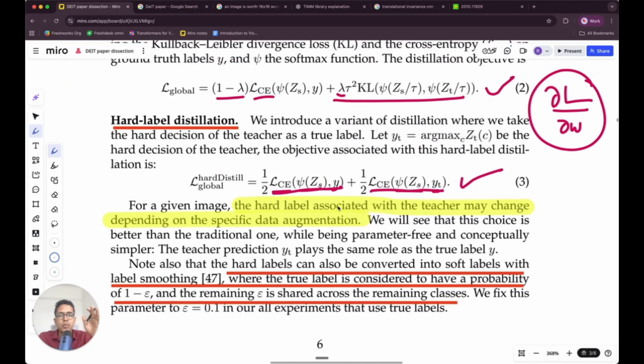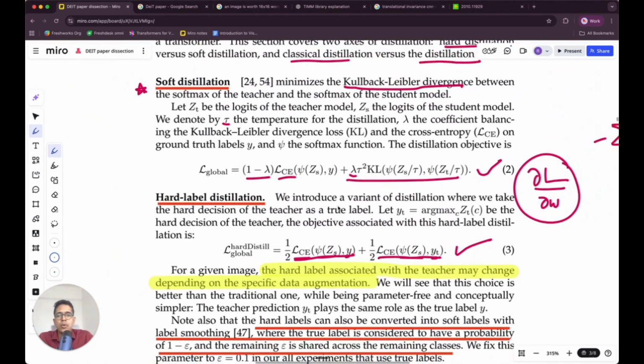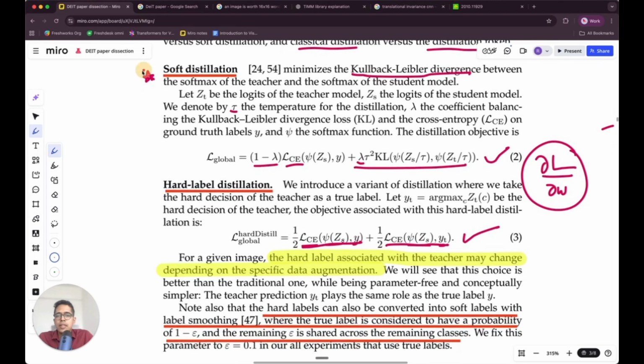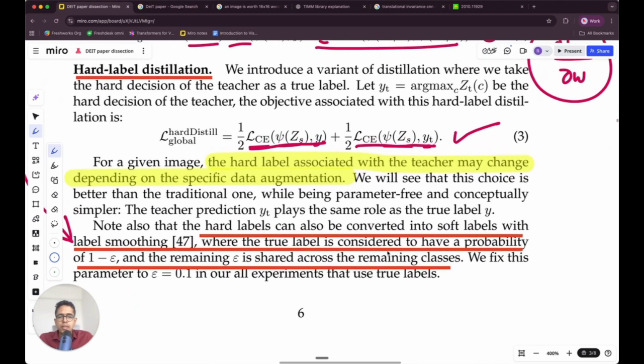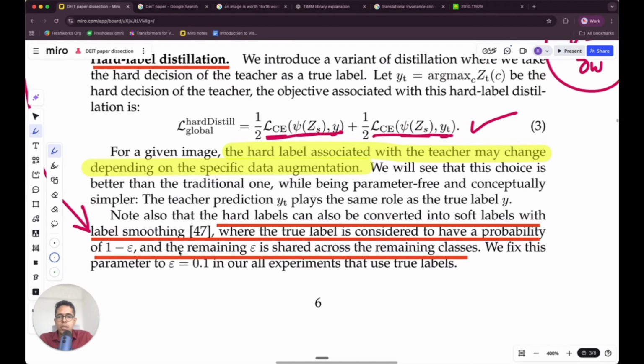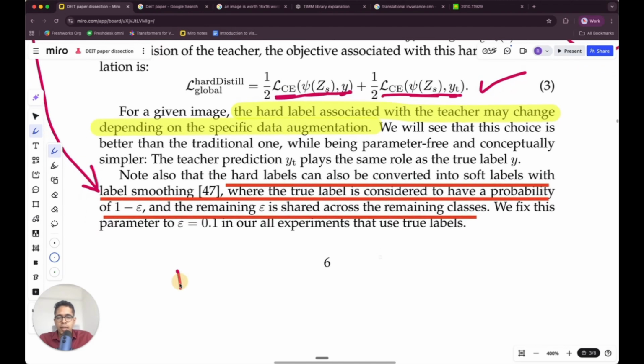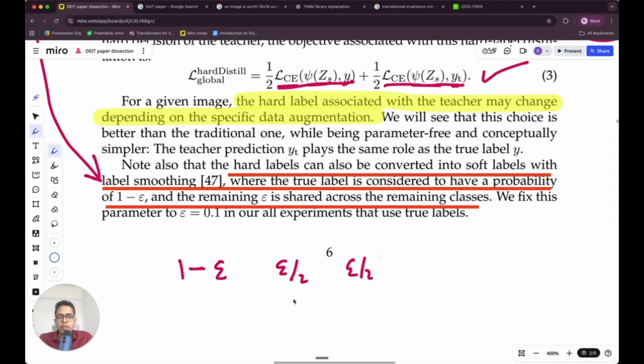Label smoothing is very different from soft distillation. So don't confuse soft distillation and label smoothing. Very different things. Here the true label is considered to have a probability of 1 minus epsilon, and the remaining epsilon is shared across the remaining classes. So the true label can be 1 minus epsilon, and the other terms can be epsilon by 2, epsilon by 2. Or one of them can be epsilon by 3, and this can be 2 epsilon by 3. In either case, the sum of all these three should be 1.